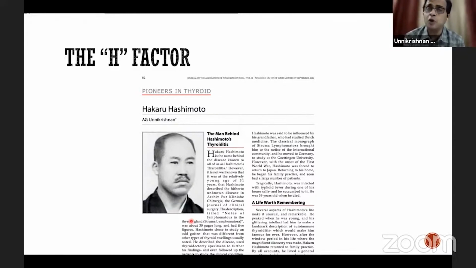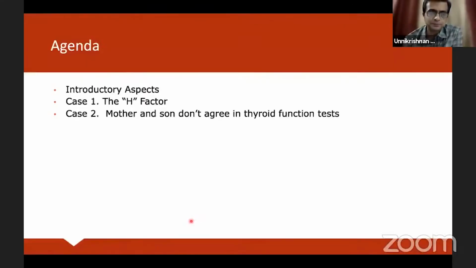He even made home calls, and it is in one of those house calls that Hashimoto went to visit a patient at home, and he himself developed that infection. Probably it was enteric fever, we don't know. He succumbed to that infection, a story which rings a lot of bells even today in this era of the pandemic which we are in.